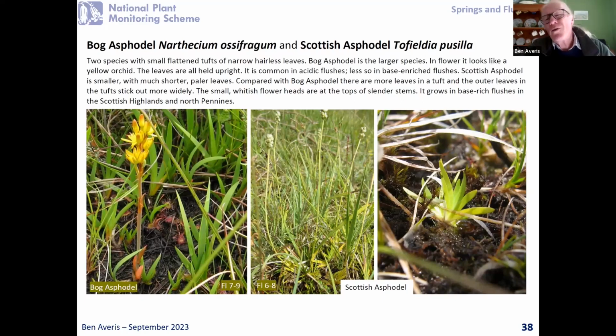The flowers are not that conspicuous. They're in little clusters, a bit like a little pale plantain even. But nevertheless, you can pick them out. But the leaves are really distinctive, a little flattened group of leaves all in one plane, as is the case in the bog asphodel and the yellow flag iris that we saw earlier, which is much, much bigger. So, a little fan-shaped group of leaves in a flattened plane in amongst the mosses of the base-rich flush, and that's typical Scottish asphodel habitat. Good indicator of base enrichment.